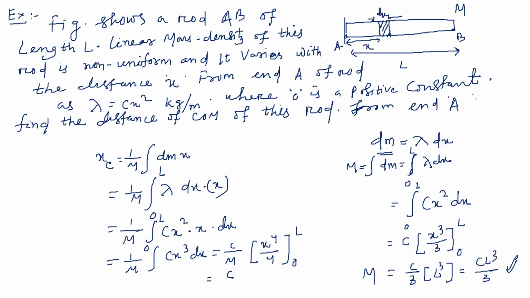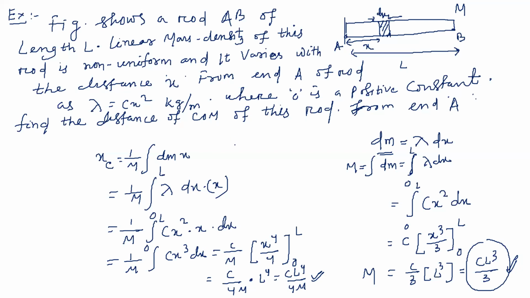So by putting the upper limit and lower limit, we can write c by 4m whole into L to the power 4. So how much did we get? C L to the power 4 by 4m. Okay. This is the coordinate of the center of mass. But student, you see in the question, m is not given. So m has to be replaced by CL cube by 3. Let's replace this m by CL cube by 3.